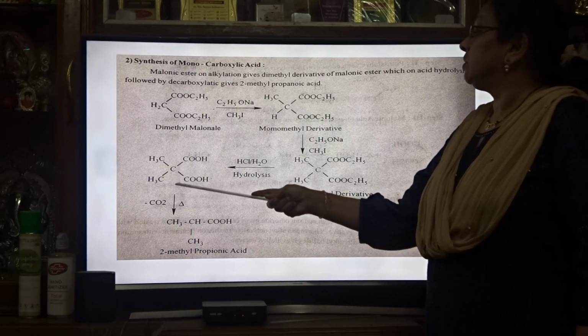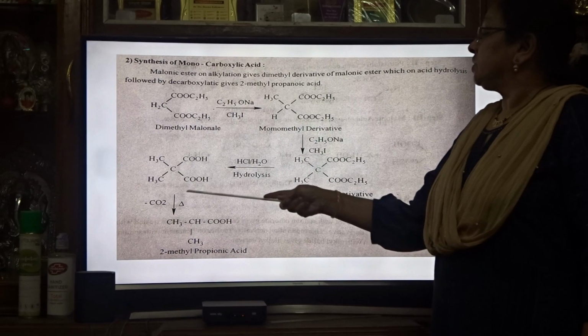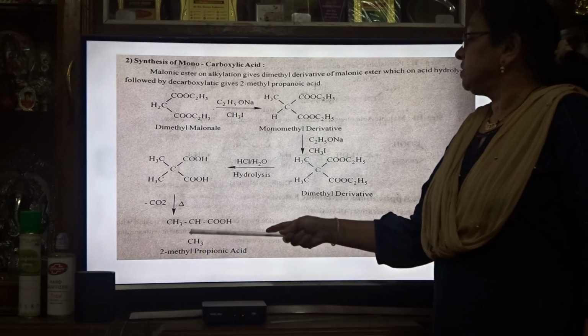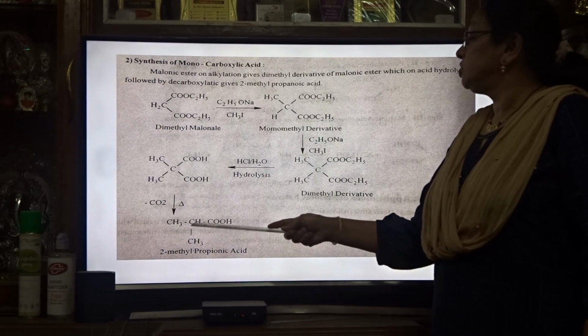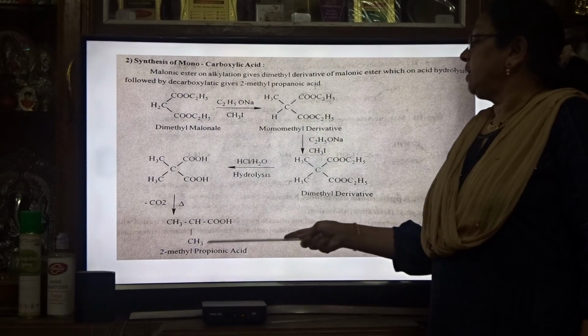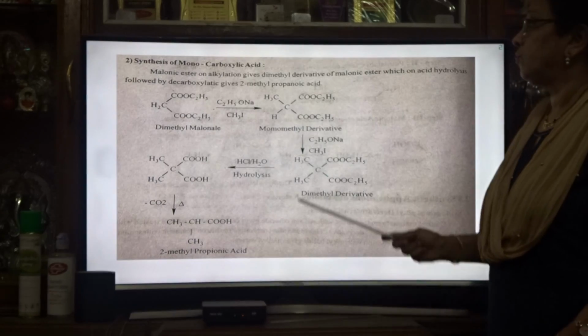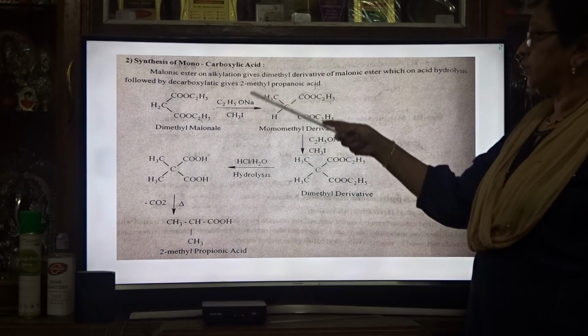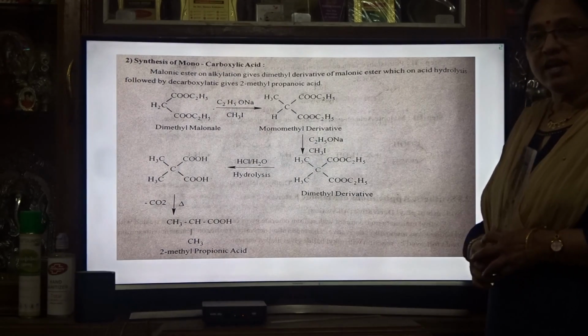One carboxylic group gets removed, and you are getting CH3CHCOOH and CH3. 2-methyl, at the two position methyl, propionic acid. 2-methyl propionic acid is formed. So this is synthesis of monocarboxylic acid from diethyl malonate or malonic ester.